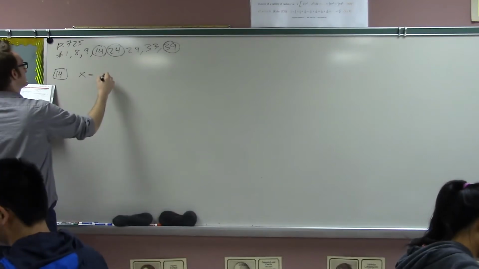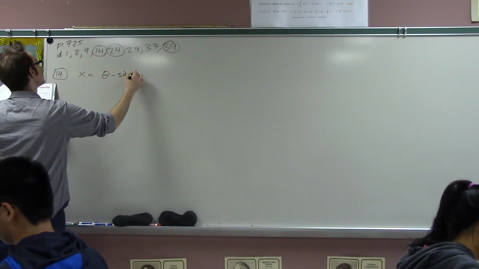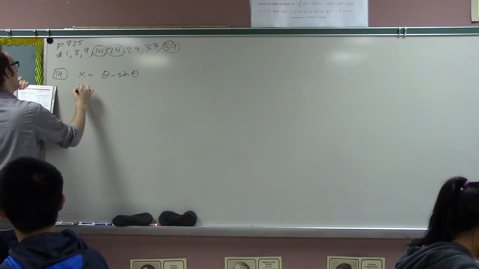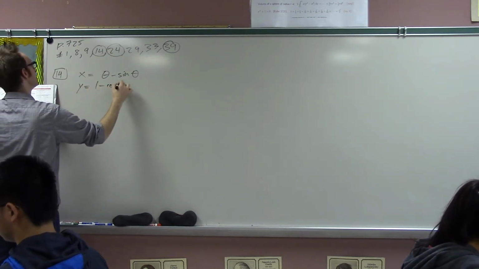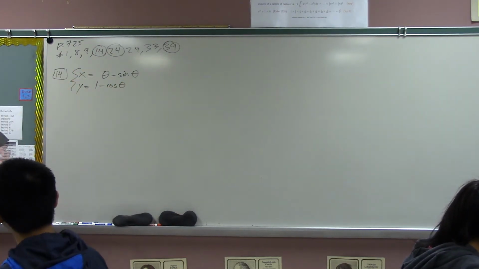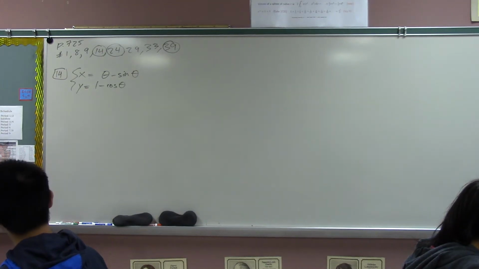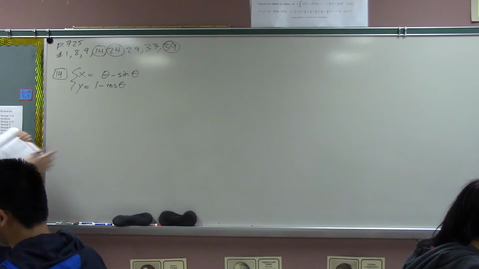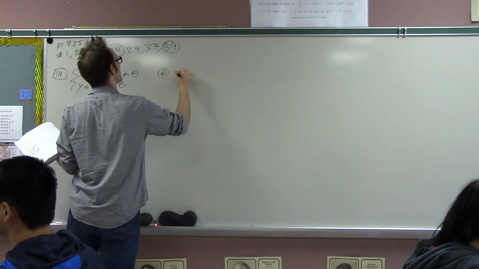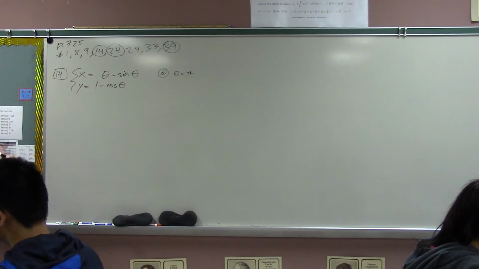14 says, find dy/dx and d squared y/dx squared and find the slope and concavity if possible at the given value of the parameter. In number 14 you are given 2 equations, x equals theta minus sine theta and y equals 1 minus cosine theta. You had to find the slope of the tangent line to the curve and also the concavity of the curve at theta equals pi. So we're doing this all at theta equals pi. Okay, so let's do it.